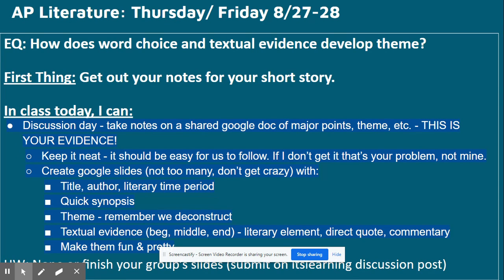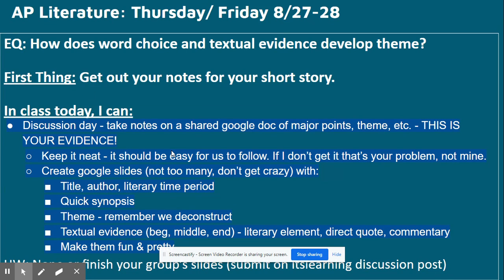You're going to continue your discussions, and then you're going to create your own Google slideshow for your specific short story. All right. The other people in this class have not read your short story. So they're going to need to know all the nitty gritty good stuff. All right. Think about this like a movie trailer, essentially. You don't want it to be boring.